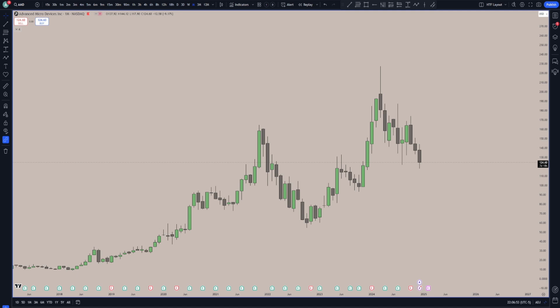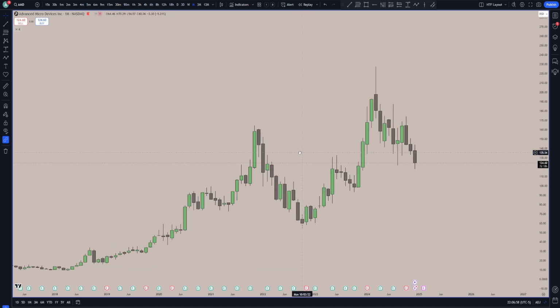Okay, and we always start on the higher time frame. I am on the monthly chart here. Each candle is a month, and we're going to mark some areas on the chart. We're going to understand what price is going to do next.